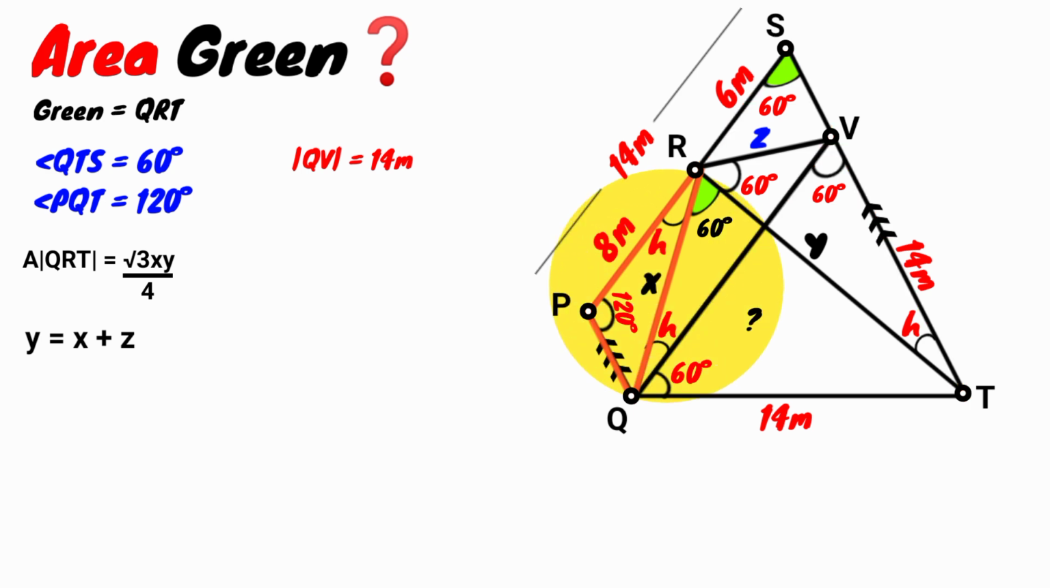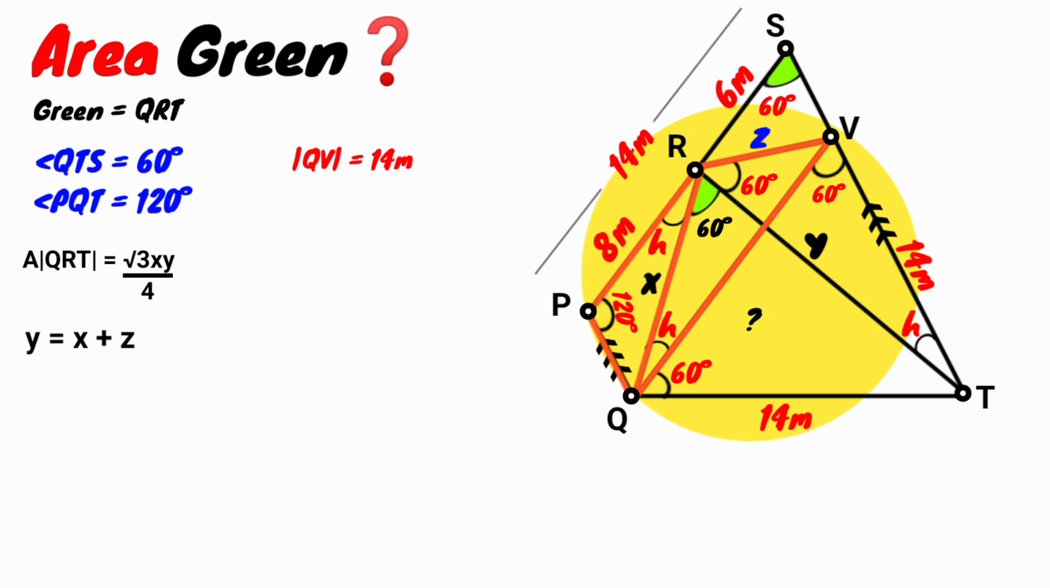Now look at this triangle PQR. It has an angle 120 degrees and angle H. Same is for this triangle QRV. This angle of it is 120 degrees, divided into 60 plus 60 degrees. It also has an angle H. That makes the two triangles similar.